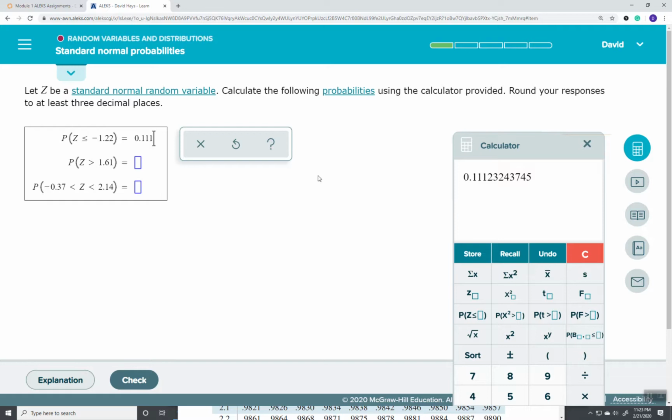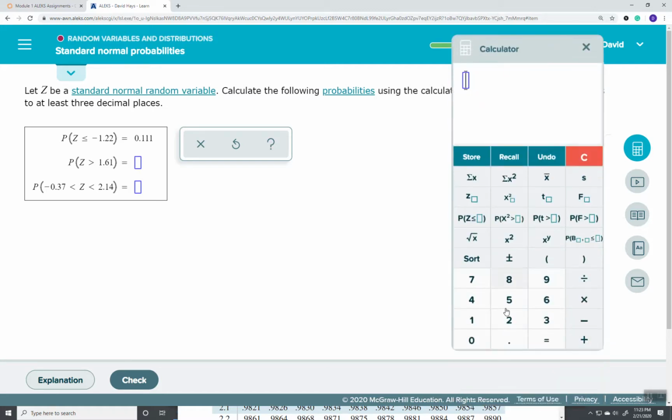0.111. Now, when you have a greater than or greater than or equal to case, you put your 1 in first. Let me move that up. You do your 1 minus, and then you do your probability. And we'll put in 1.61 in that one. So the greater than gets rewritten as 1 minus probability of less than. And press enter, and that's three decimal places, 0.054.